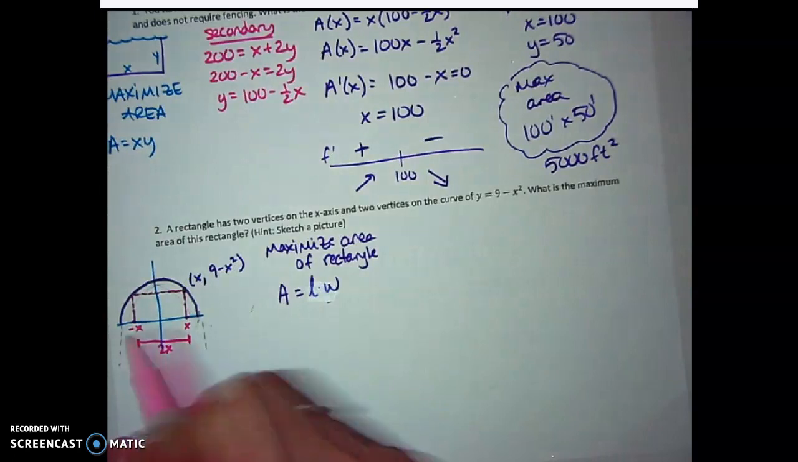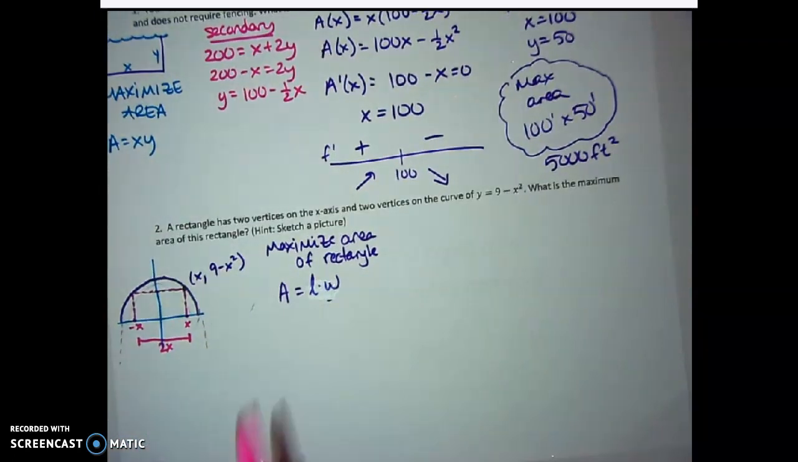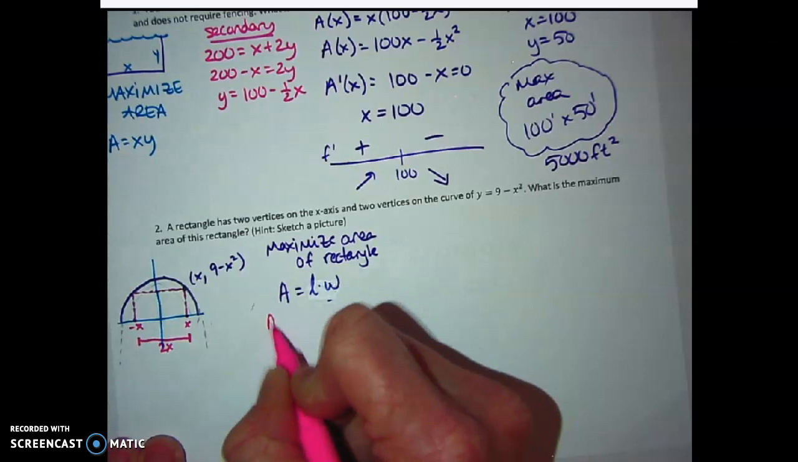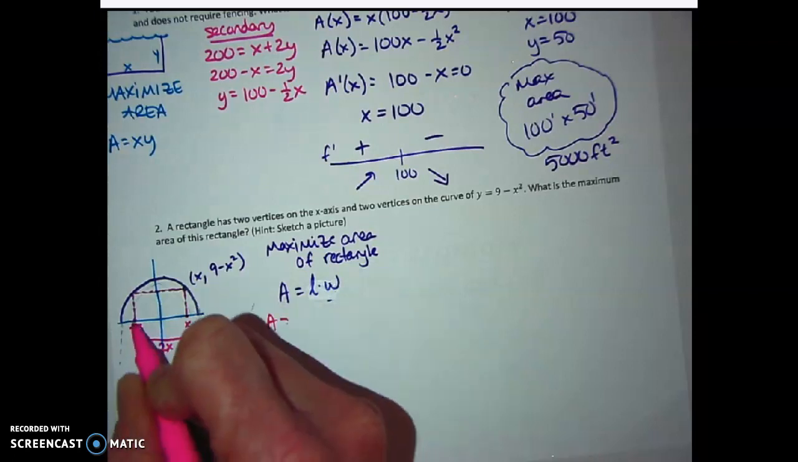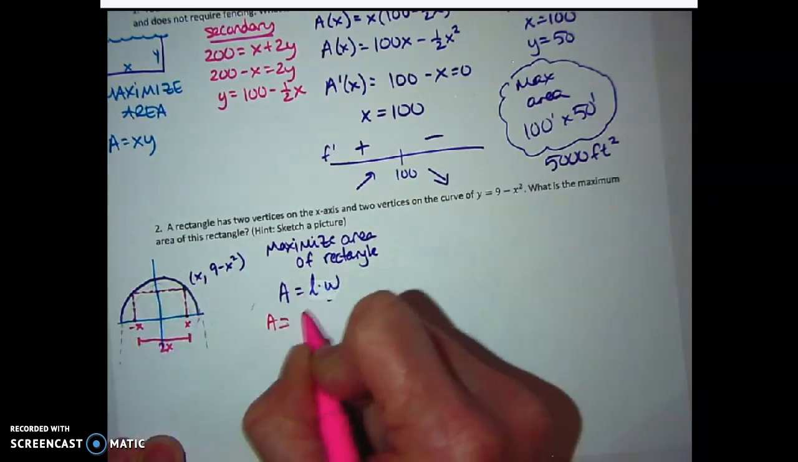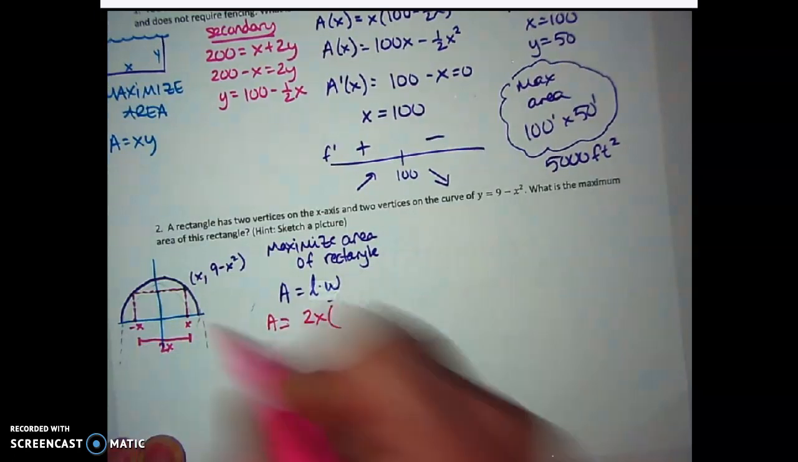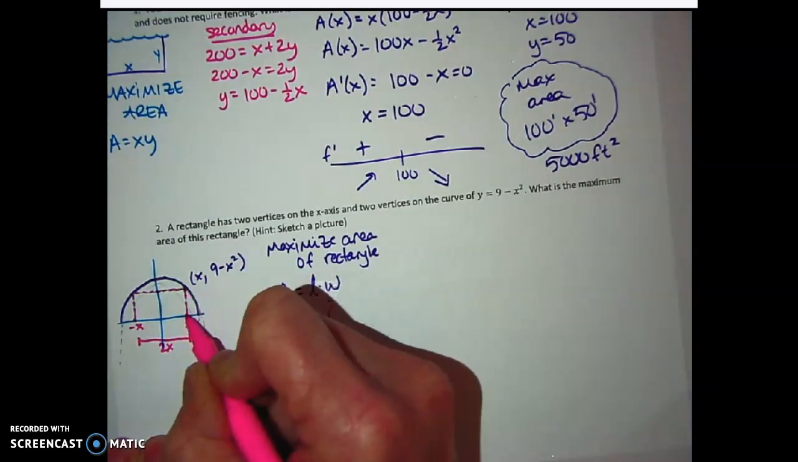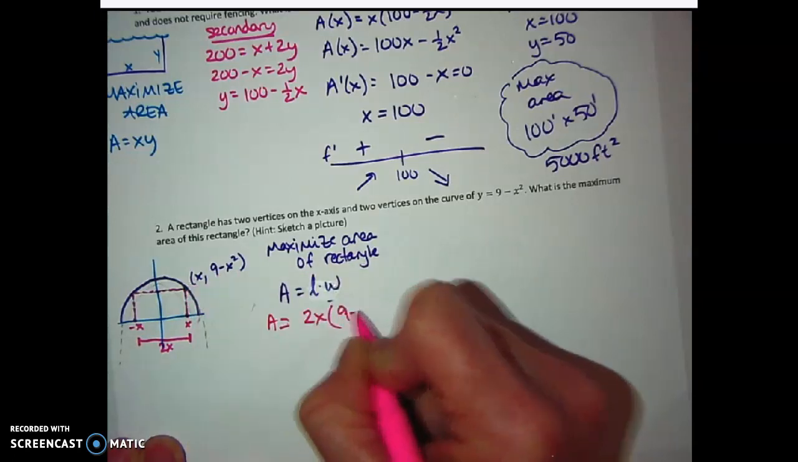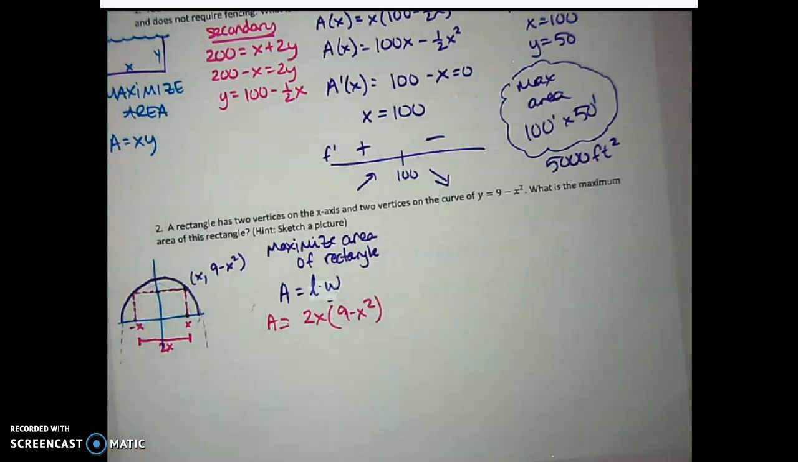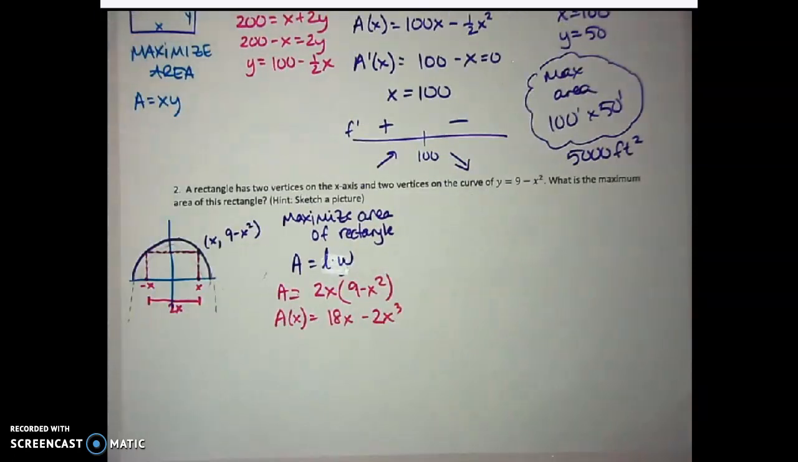So the area of a rectangle is length times width. If I look at my rectangle, I don't necessarily need a secondary equation this time. My length, from here to here, is actually 2x. And then for my width, I'm going from 0 up to this point, so my height is going to be 9 minus x squared. And that's going to be my area of this rectangle. Simplifying that so I don't have to use the product rule, I can just differentiate it. I'm going to get 18x minus 2x cubed.